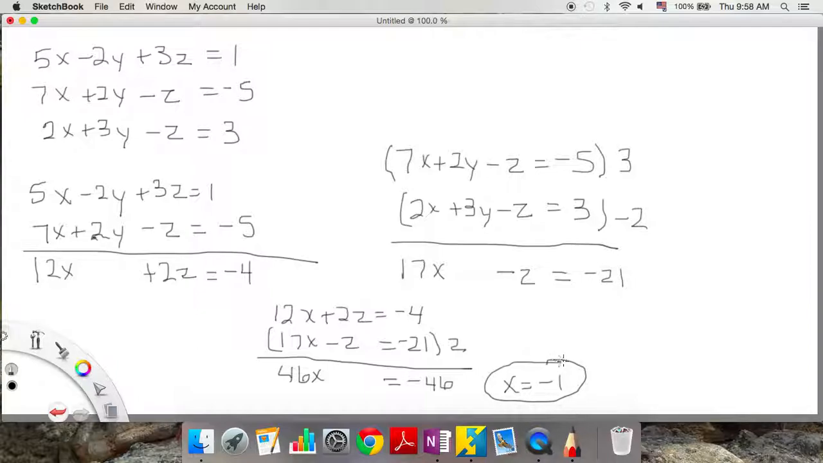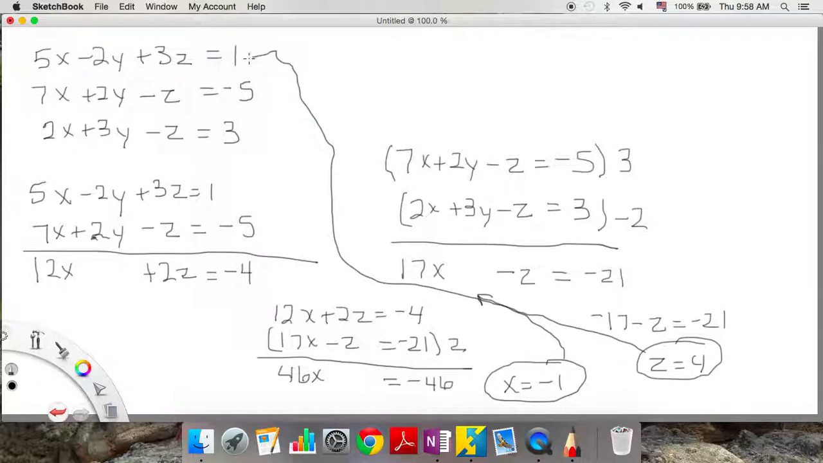Then I can plug that in here, and I have negative 17 minus z equals negative 21. If I add 17 over here, then I end up with negative 4 divided by negative 1, and I get z equals 4. Well, now I have two variables solved for, x and z. So let's take both of those back up here to this first equation. You can use any of them, but I just picked the first one. So we get negative 5 minus 2y plus 12 equals 1. So negative 5 plus 12 is 7.